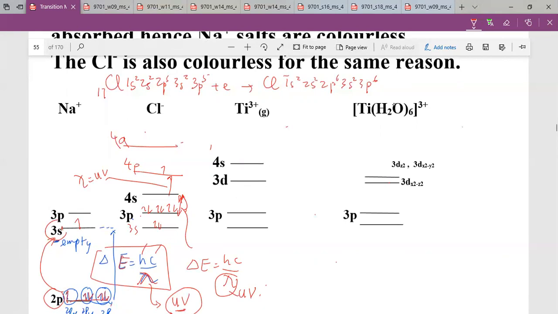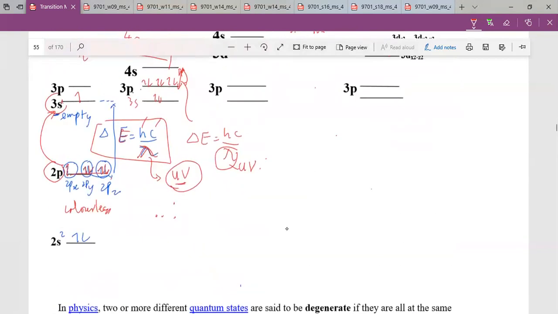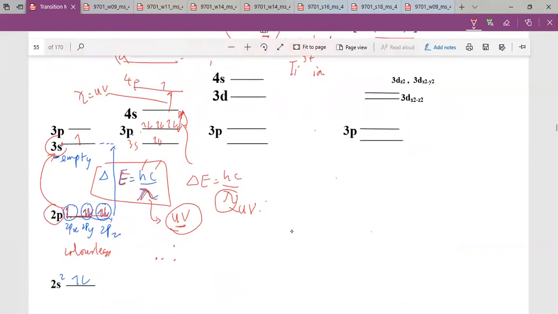Now, titanium. It's very important to know what they write here. Titanium is a gas. Gas means no ligands, or they call it an isolated ion. The Ti3 plus ion is isolated, meaning no ligands, as compared to here, where there are ligands, meaning this is in water already. So now titanium.